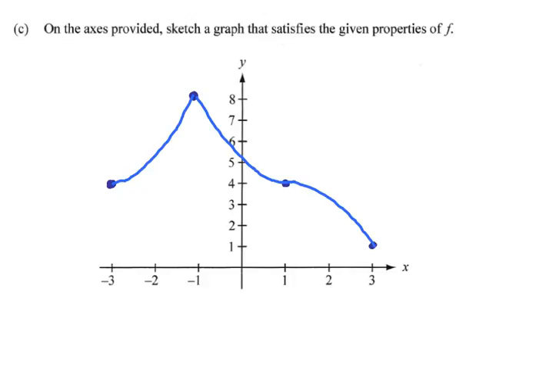The function is concave up from -3 to -1. It's concave up again from -1 to +1, and concave down from x equals 1 to x equals 3. It's increasing from x equals -3 to -1, decreasing from -1 to 1, then has a stationary point, a horizontal tangent at x equals 1, and continues to decrease until x equals 3.